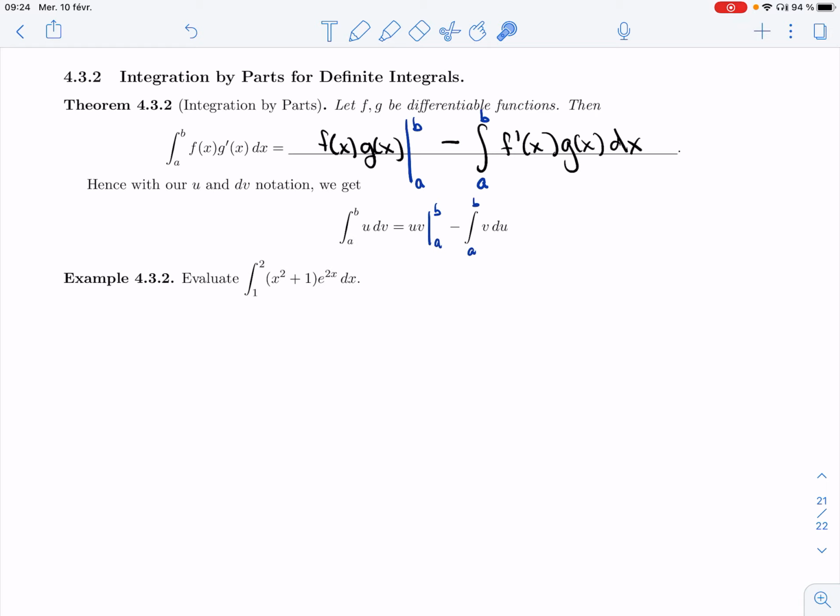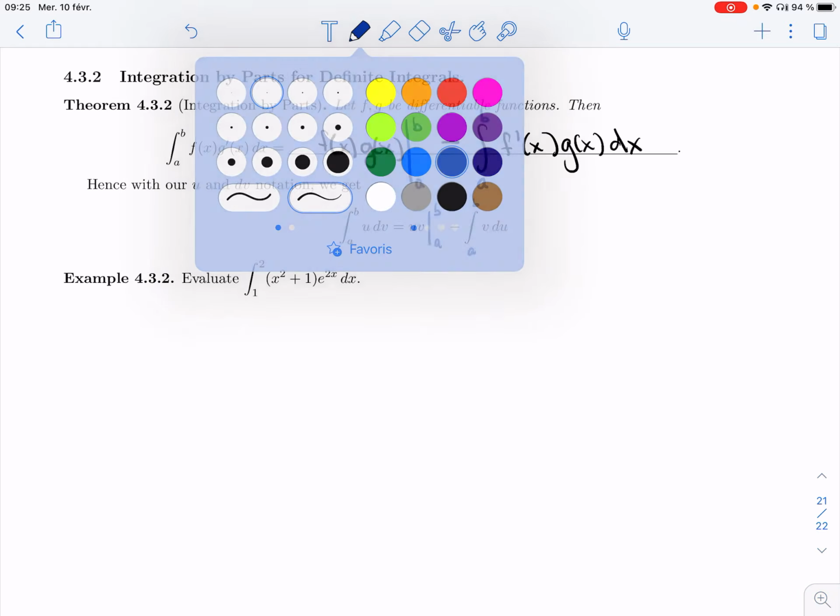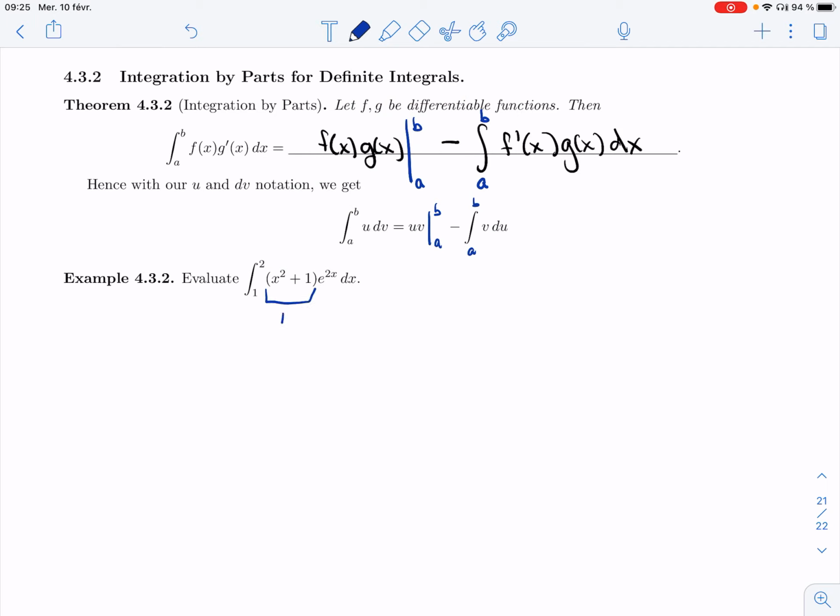All right, so let's try an example. This is going to be our last example of this section, which is very exciting. All right, so I want to evaluate the integral from 1 to 2 of x squared plus 1 times e to the 2x. If you remember integration by parts, I have an algebraic function because I have a polynomial, and I have an exponential. So LIATE tells you to take the x squared plus 1 as your u. And then I'm going to take e to the 2x as my dv.